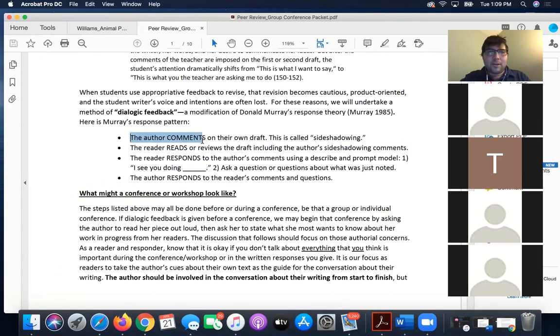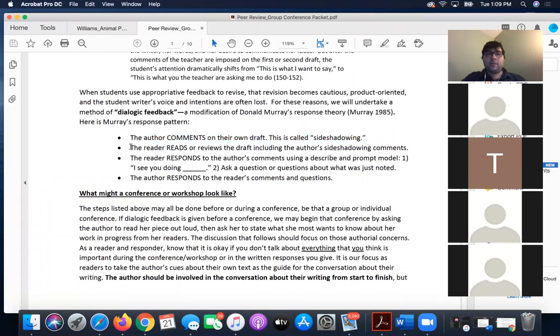So the first thing you're going to do is comment on your own draft. In the Google Drive function, you're going to ask questions, and these are questions geared at your peer review partners. You're prompting them for particular points of feedback that you're most interested in at this point in your drafting process.